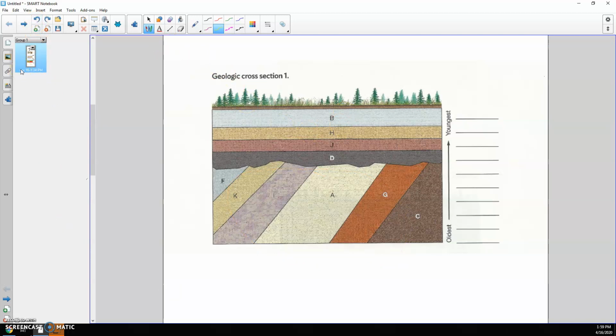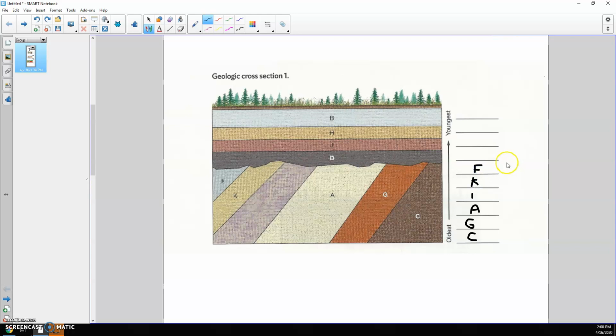But they didn't start tilted. Remember, they started flat. And if they started flat, we can actually tell which one's at the bottom. It would have been C. And then G would have been on top of C, A on top of G, and so on. So the oldest would be C, and then G, and then A, and then I, this purple one, and then K, and then F.